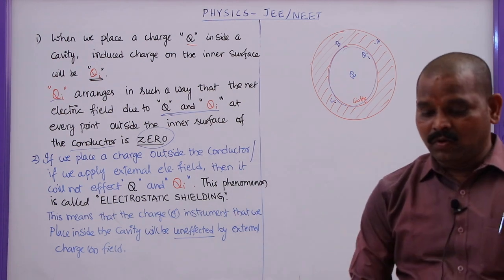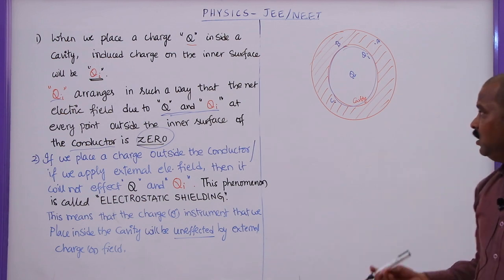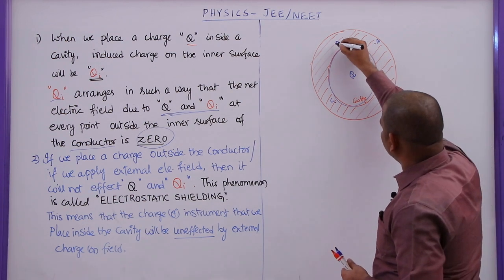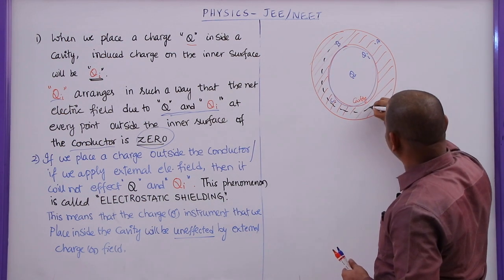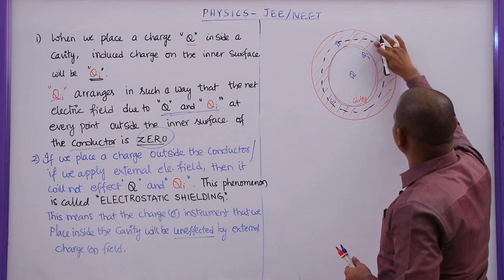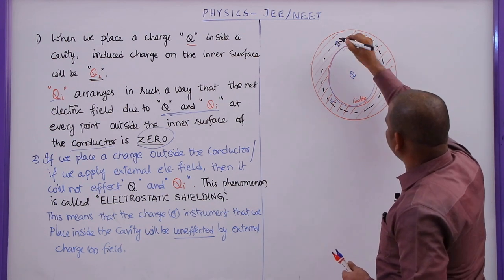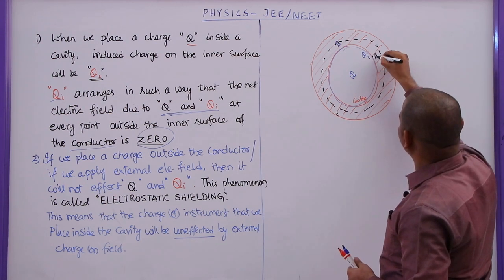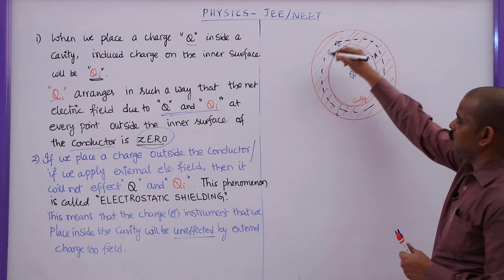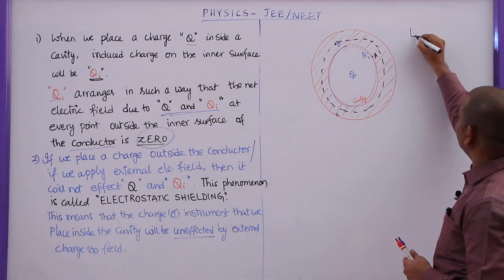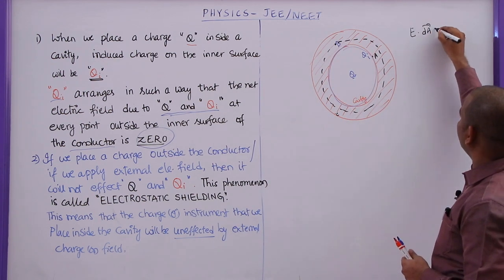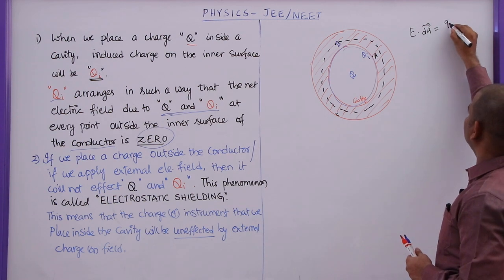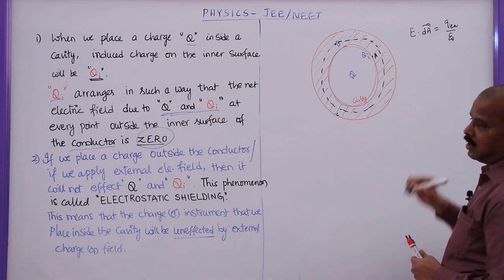Now, if you want to find the electric field at a point, just assume one Gaussian surface here. This is a Gaussian surface which is passing through this point B. Let us say point C is somewhere here, point A is somewhere here. So I am finding the electric field at point B. That means the integral of E dot dA equals the net charge enclosed divided by epsilon naught.